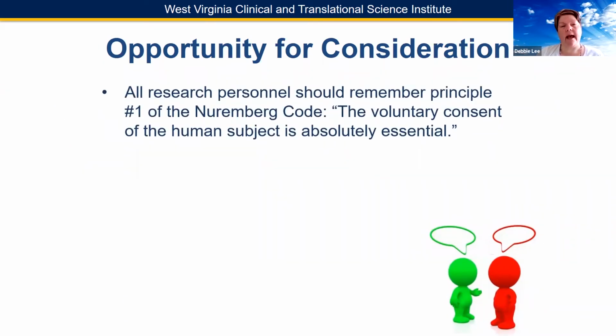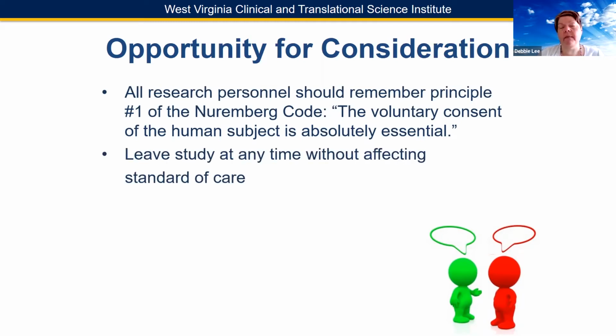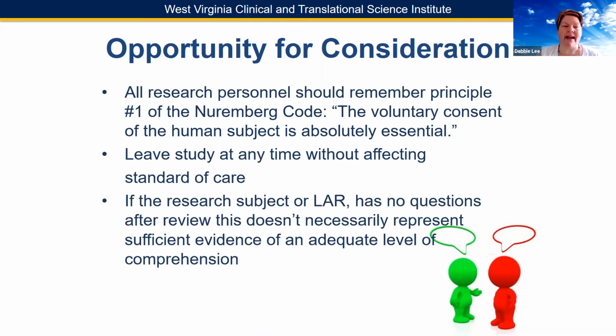Because what we don't want to happen is we want to make sure that we still follow that Nuremberg Code: the voluntary consent of the human subject is absolutely essential, because we don't want to repeat history, right? And making sure the patient understands that they can leave the study at any time without affecting standard of care. Once again, that's why it's very important, if you're doing electronic consent, that the patient does have that information and contact you or members of your staff.